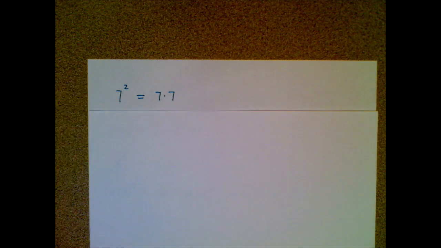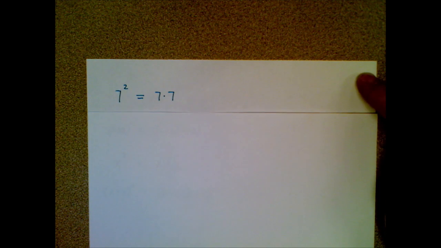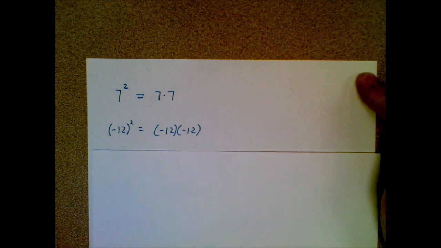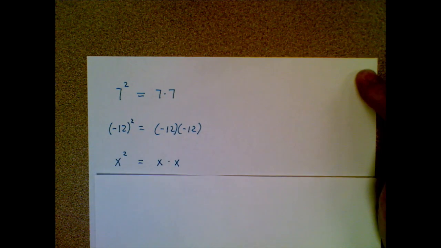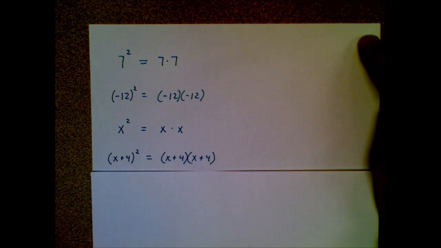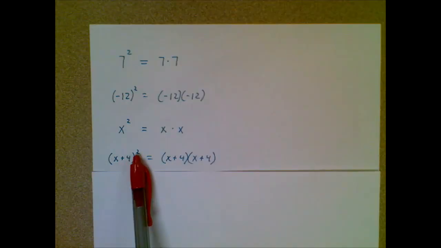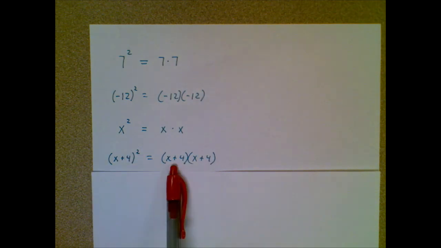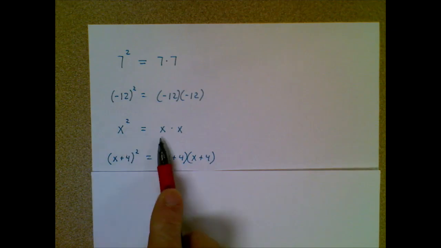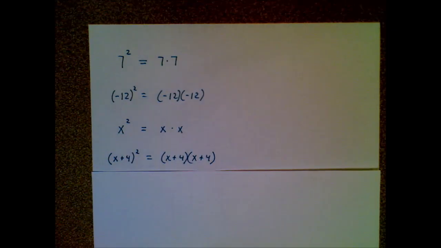We're going to cover one more pattern of multiplying. And before we do that, let's do a reminder. If you have 7 squared, if you felt like it, you could write that as 7 times 7. If you have negative 12 squared, you could write it like that. That means if you have x squared, you could write it as x times x. And then what we're getting to in these next problems, if you have x plus 4 squared, that really means x plus 4 times x plus 4. Anytime you have something squared, it's just multiplying by itself.